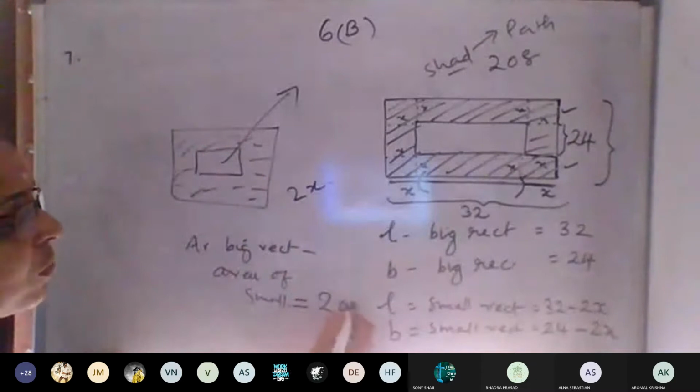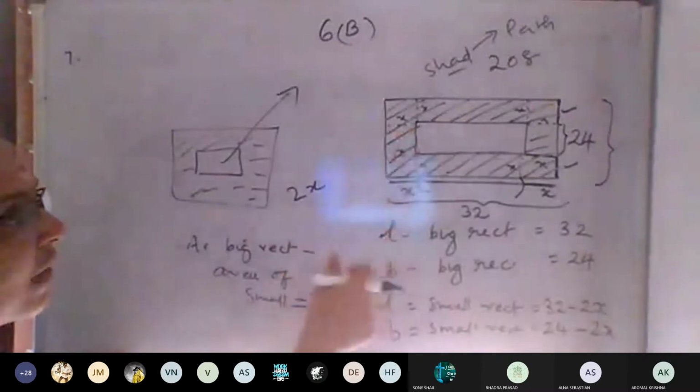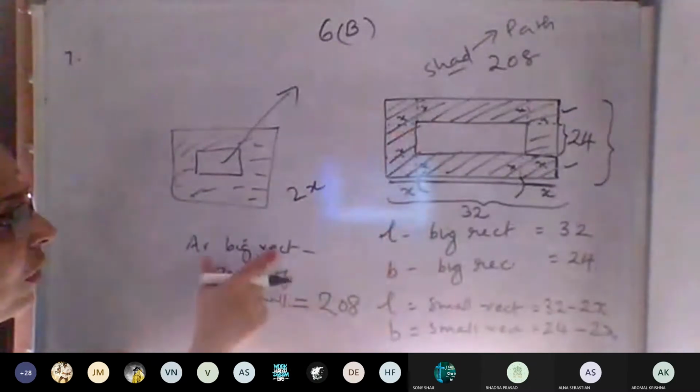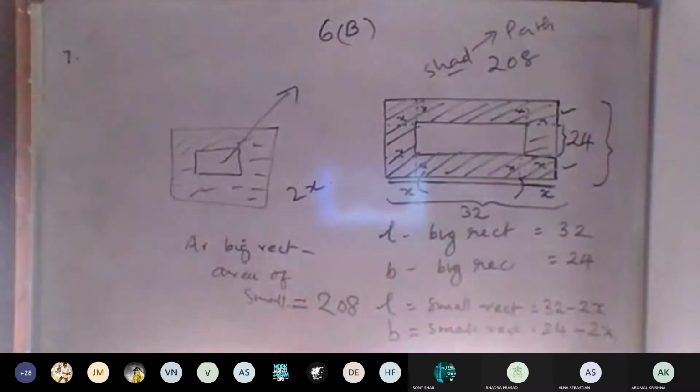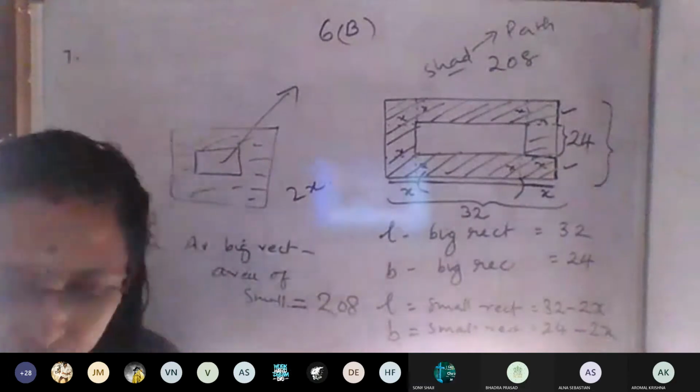Area of path is given as 208. So if we form an equation, we will get the value of x. Is it clear? Yes, ma'am. Okay, then write down.